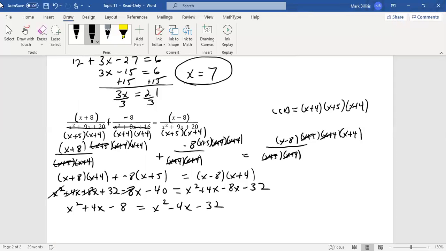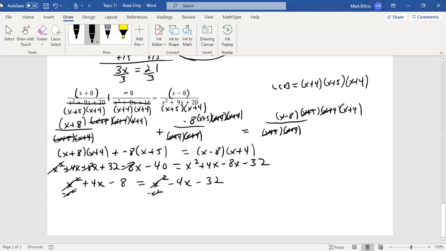So now, since we have a quadratic, we initially want to set it equal to 0. But when we start by moving the x squared on the right-hand side to the left-hand side, the x squareds are eliminated. So we have a linear equation left. So what we want to do is isolate our variable. So what we're going to do is add 4x to both sides and add 8 to both sides.